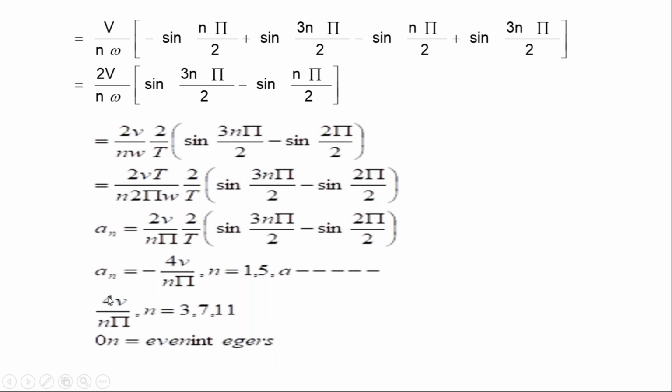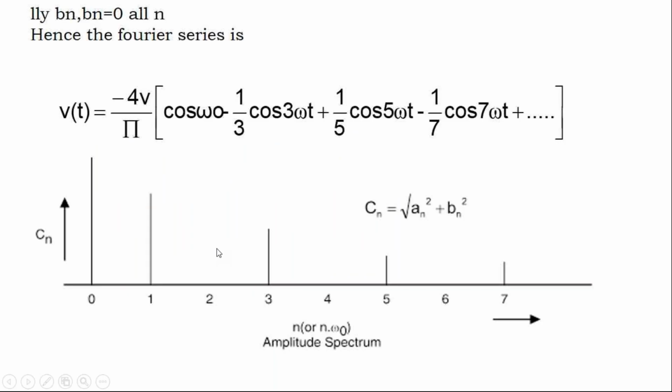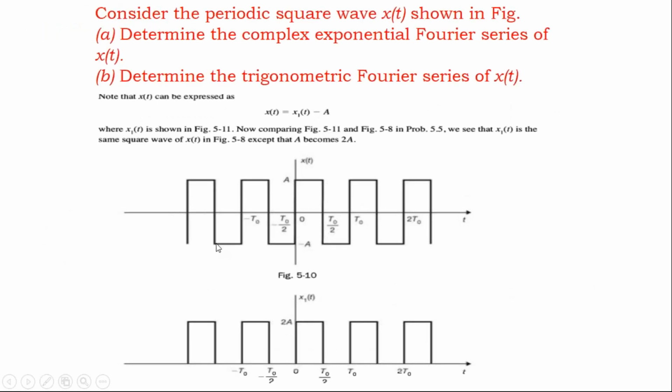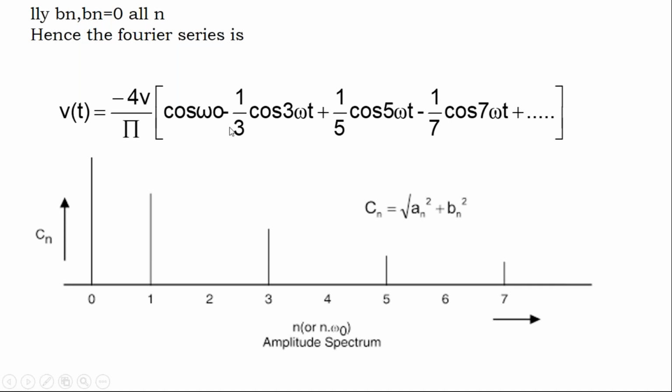So already we solved it. Now, if you substitute, your A0 is 0, An is existing, and Bn is again 0. Now observe it, you will have your V of t equal to 4V by pi cos omega t minus 1 by 3. Here I have taken the minus outside: 4V by pi [cos omega t minus 1 by 3 cos 3 omega t plus 1 by 5 cos 5 omega t], like that. Now you may ask how you got this.